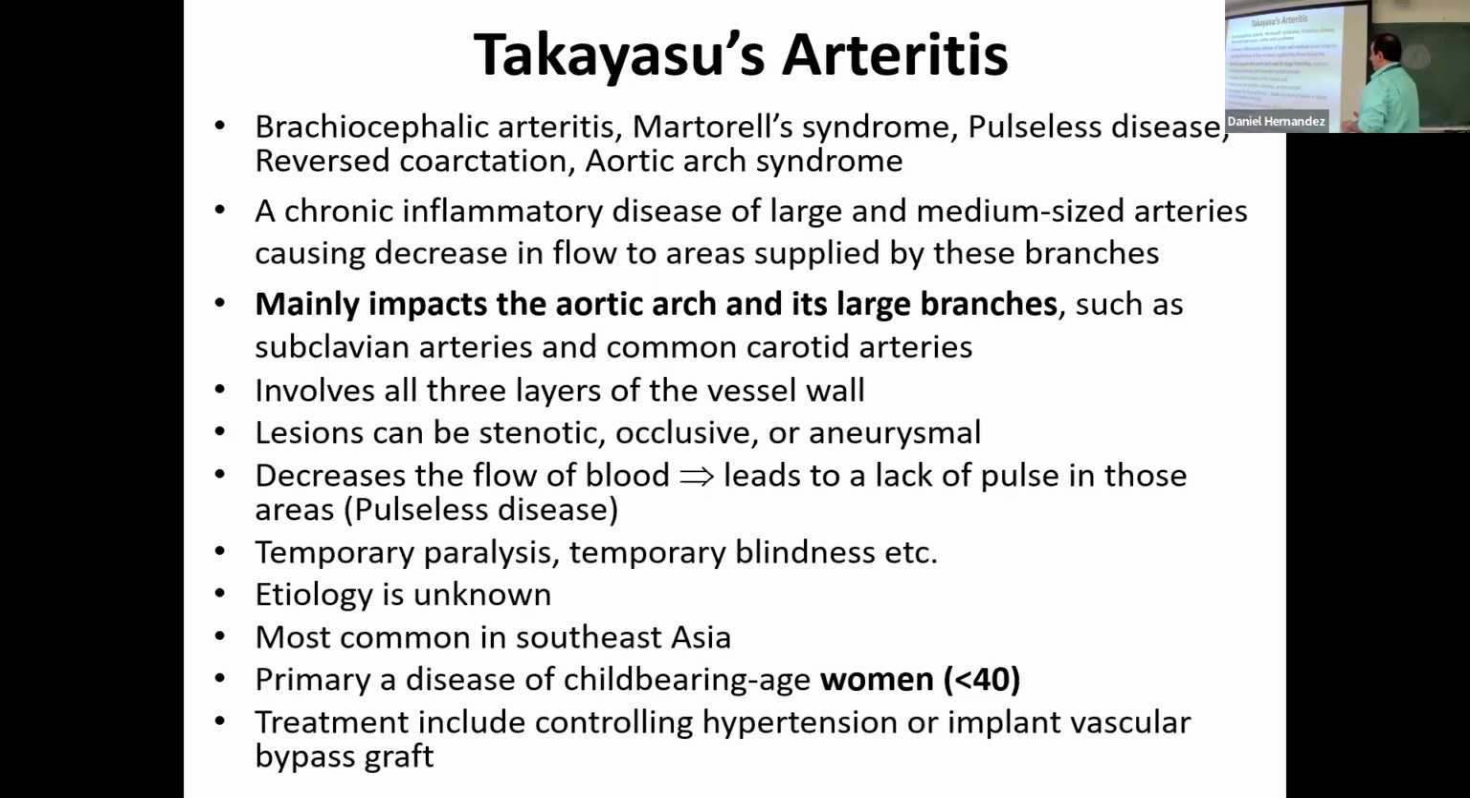We get decreases in the blood flow that leads to lack of pulses in those areas. So if you imagine, my aortic arch is inflamed and the vessel is narrowed, there's diminished blood flow. I'm going to have very weak pulses in my arms and in my legs. There'll also be diminished blood flow going up to my brain. So I might exhibit potential stroke symptoms. Could lead to temporary paralysis, temporary blindness. So again, if I don't have good blood flow, good perfusion into my brain, could lead to vision disturbances.